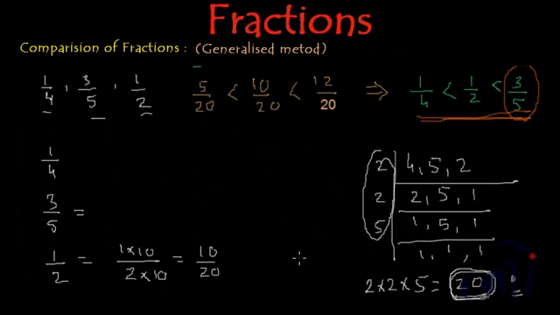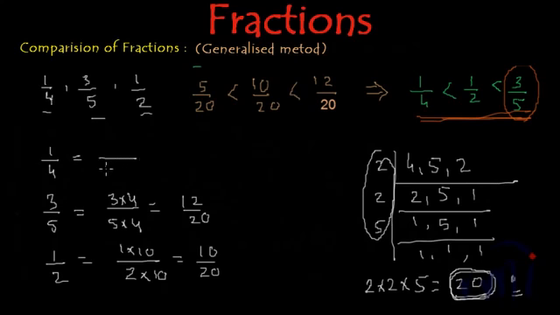Right? And here also we have to make denominator as 20. So to make the denominator as 20, we have to multiply 5 by 20 divided by 5. 5 4s are 20. So if I multiply 5 by 4, I am going to get denominator as 20. And since I am multiplying denominator by 4, I have to multiply numerator also by 4, and then we will get the new fraction as 3 4s are 12 and 5 4s are 20. Right?